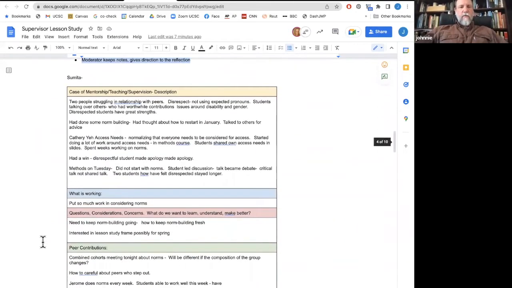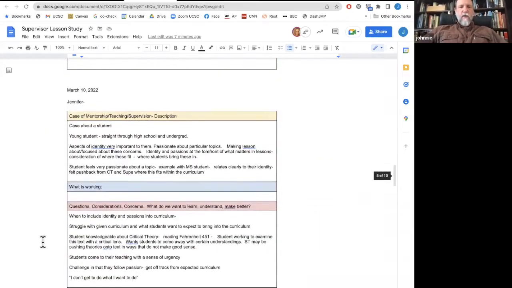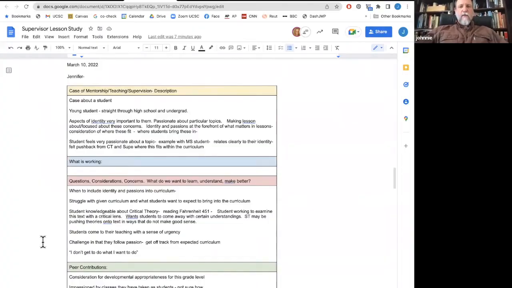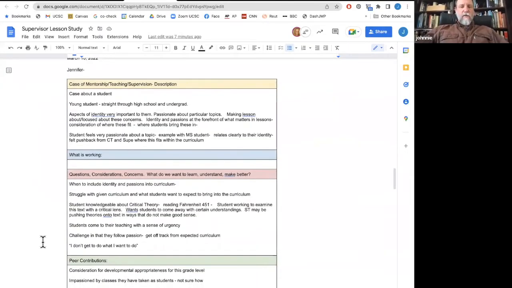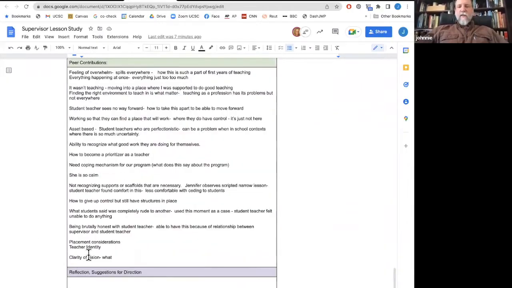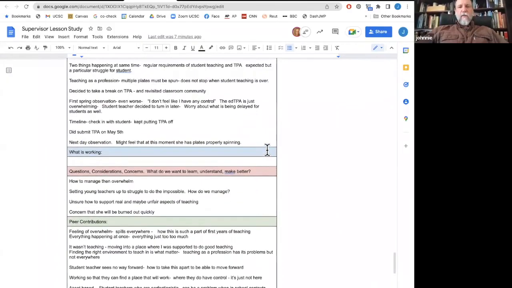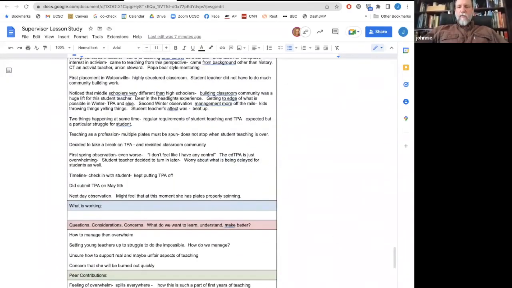And I'm just going to go briefly. These are example cases. Sumita brought in this case about two people struggling in relationship with peers. Another, Jennifer, a case about a student who went through high school and undergrad. We've just been collecting these cases of teaching over this past year, and these are our working documents, and we're going to be doing one of these as well for ourselves. So I'm going to turn it over to Jennifer, who's going to share with us experiences of being a part of this process. I believe that's what's next.